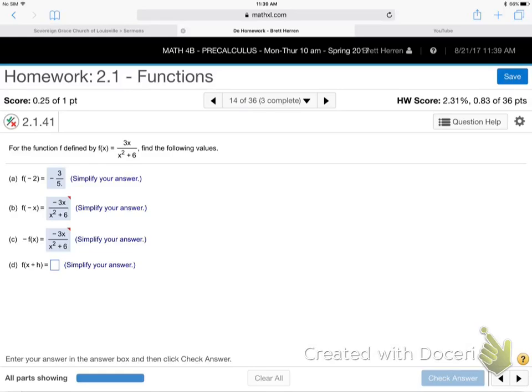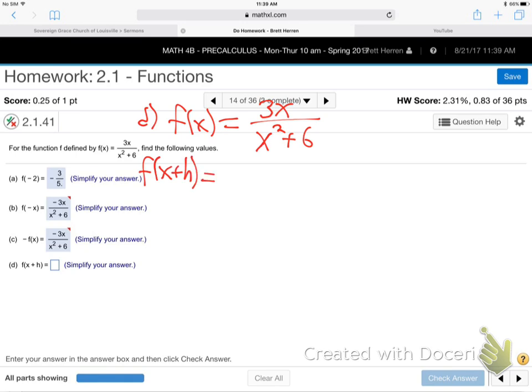Yeah, let's do part D. Let's just skip all the easy ones. You could do all those. They'd be easy for you. Let's go right to part D. So the function f of x is 3x over x squared plus 6. And they're asking us to find f of x plus h. So go ahead, put in x plus h for x in those two spots.